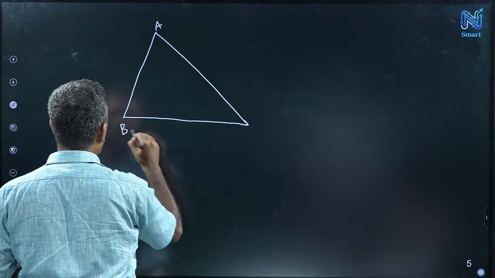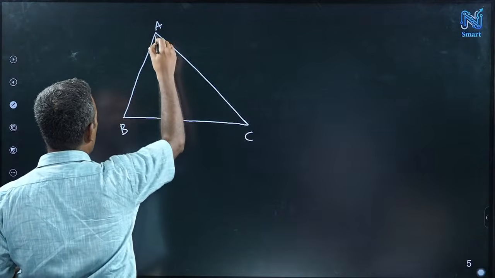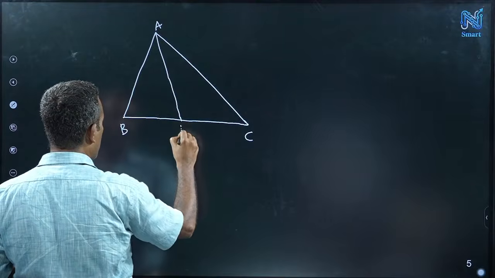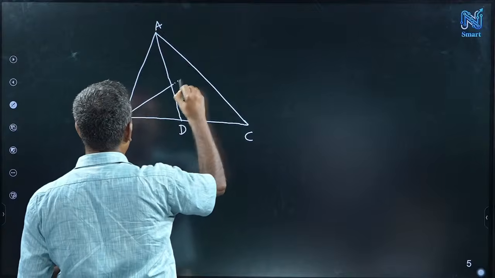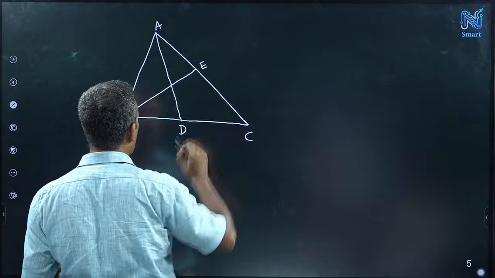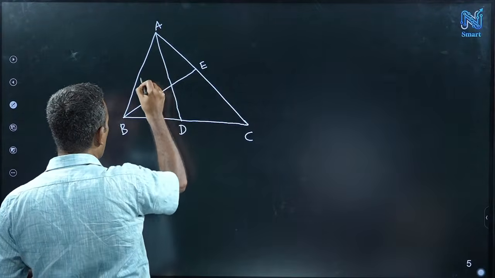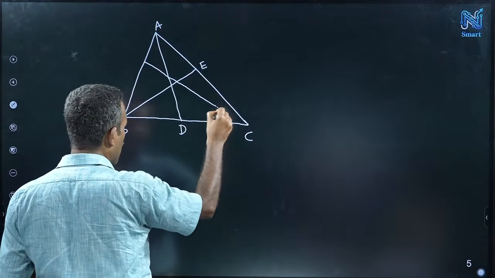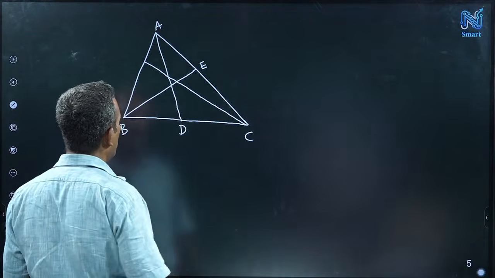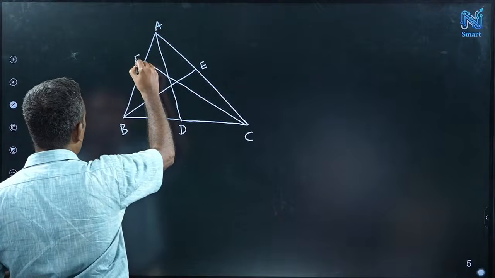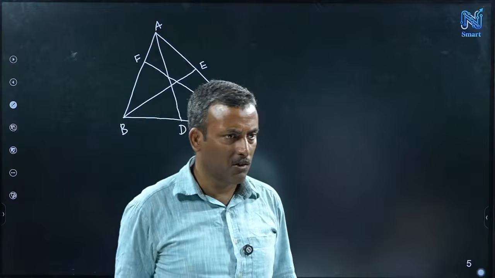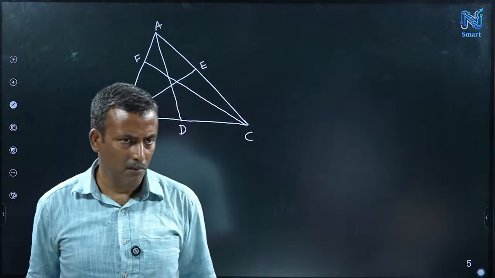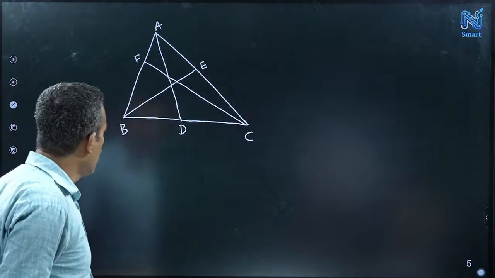Now, ABC is a triangle. Draw a line AD, where D is a point on BC. Draw another line BE, where E is a point on AC. And one more line, CF. Now we do not know whether they are concurrent or not. They are just any 3 line segments, and we do not know whether they are concurrent.